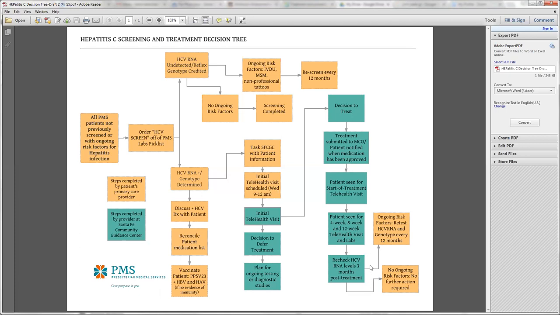And then we come back to, should we screen them again? So if no ongoing risk factors, nothing else is needed. If they do have any of those risk factors we discussed, they need to be rescreened every 12 months.